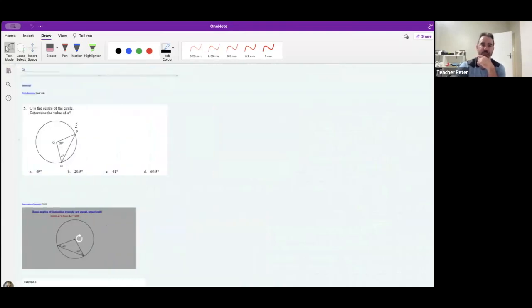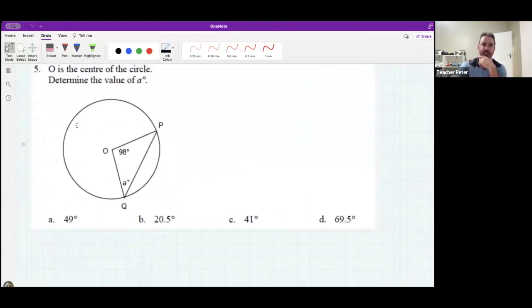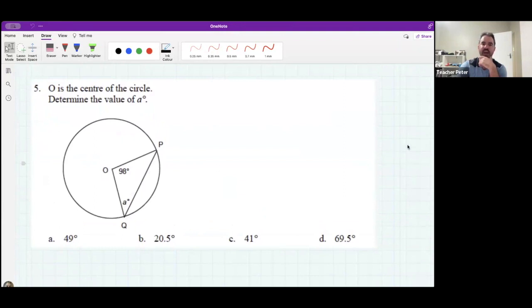So today's topic is circle geometry, and let's start with a simple circle geometry question. Well, I don't even know if it's simple, but we're going to find out. Here is a circle with an angle at the center of 98 degrees. You need to, using what you know about circle geometry, try and find what angle A is, and then choose the option A, B, C, or D.